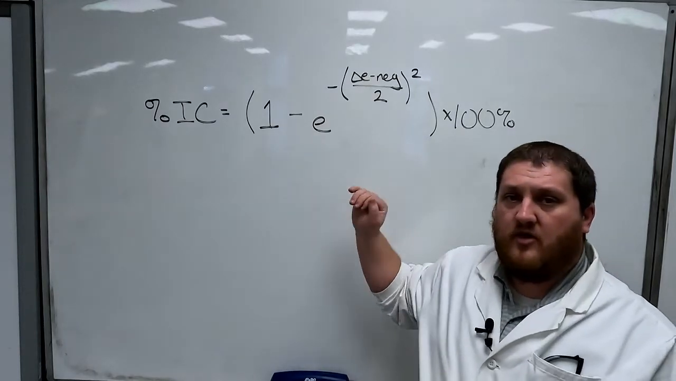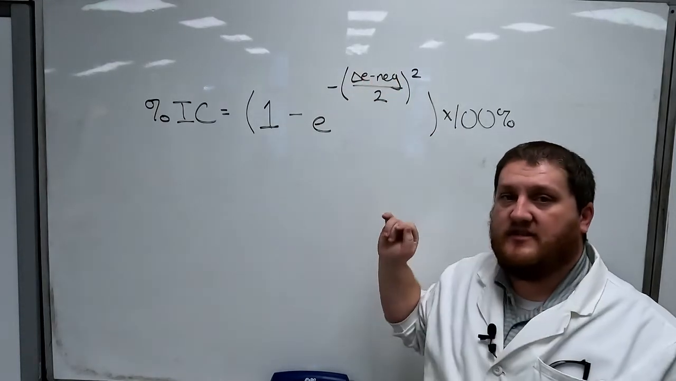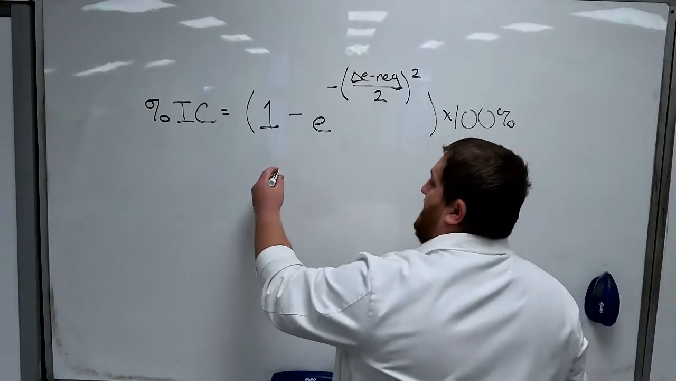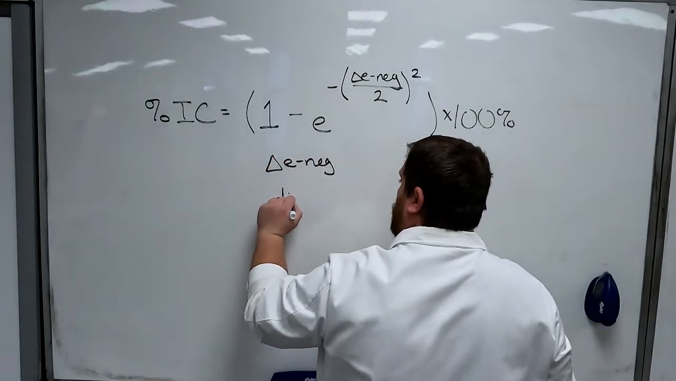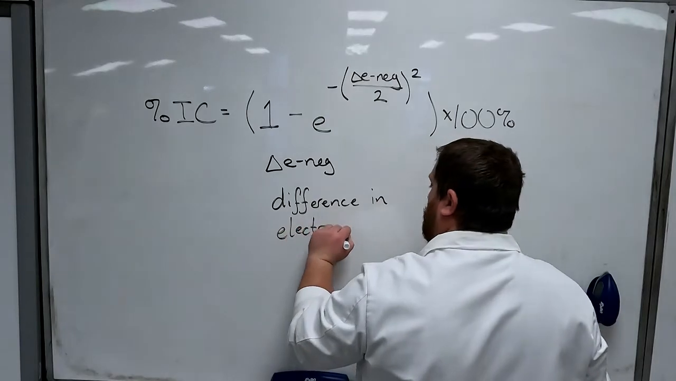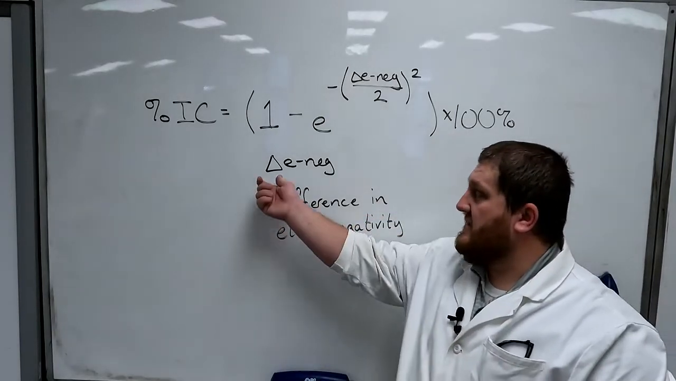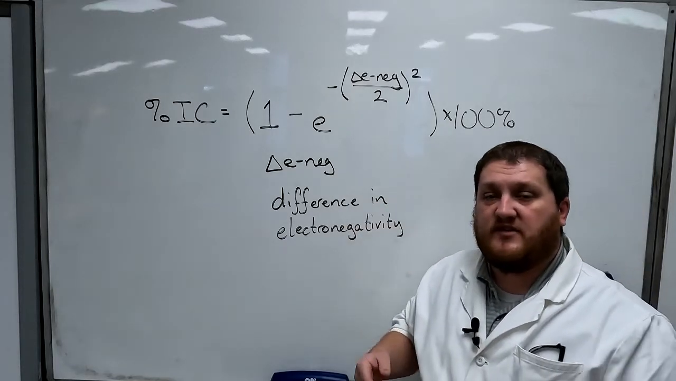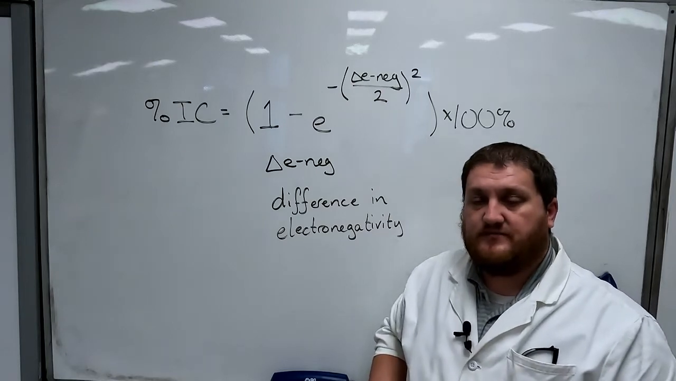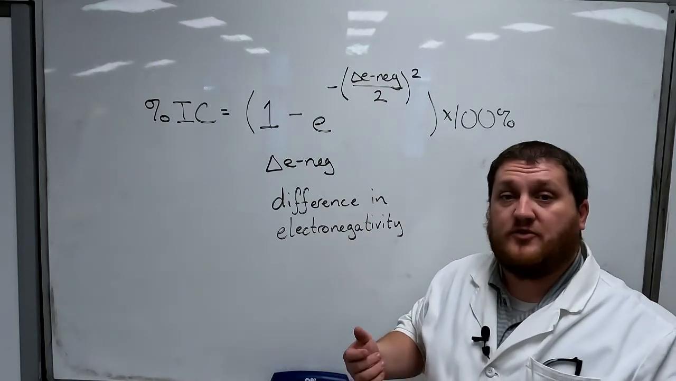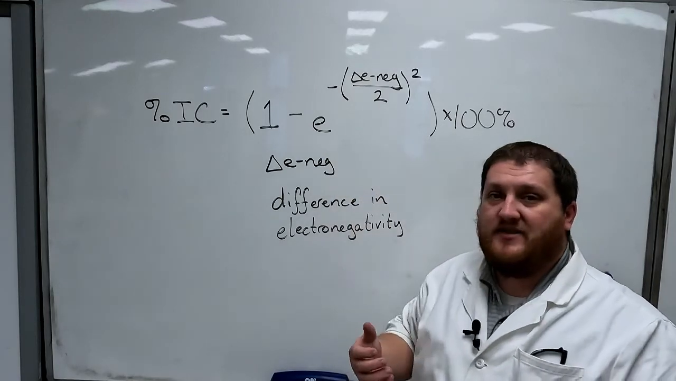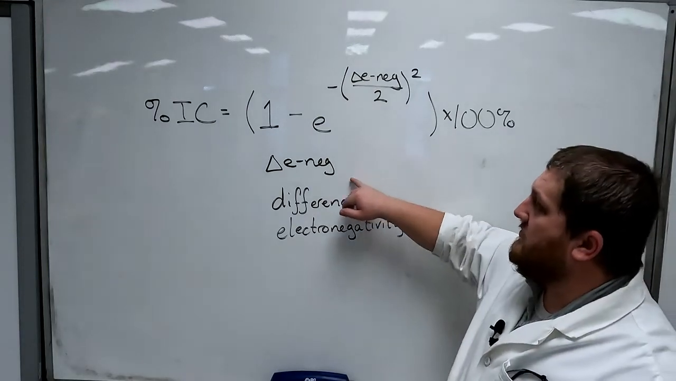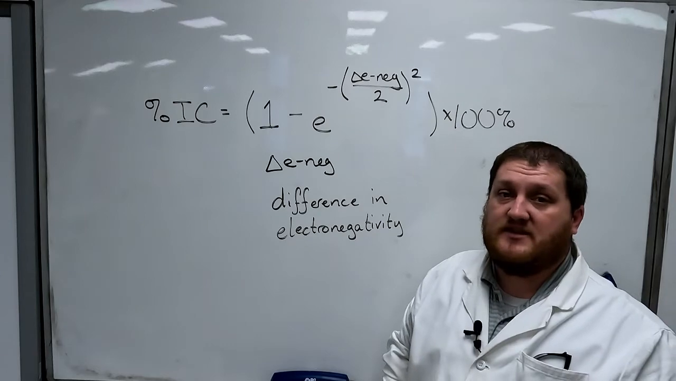In here, the only thing that can change is this part right here, this delta E-NEG. That is a change in electronegativity. So this delta, this triangle, means a difference or a change in electronegativity. So we look at the difference of electronegativity of our two elements. E is simply a number. It's an irrational number. It's Euler's constant. It's very similar to pi in that it's an irrational number that we just use as is. And we raise it to a power dependent on what that difference of electronegativity is.